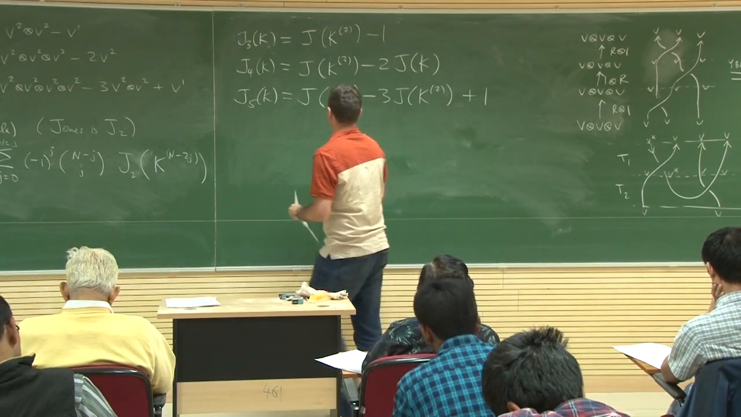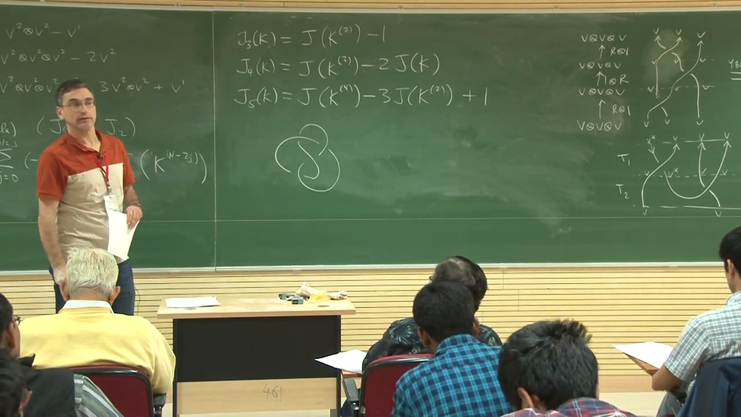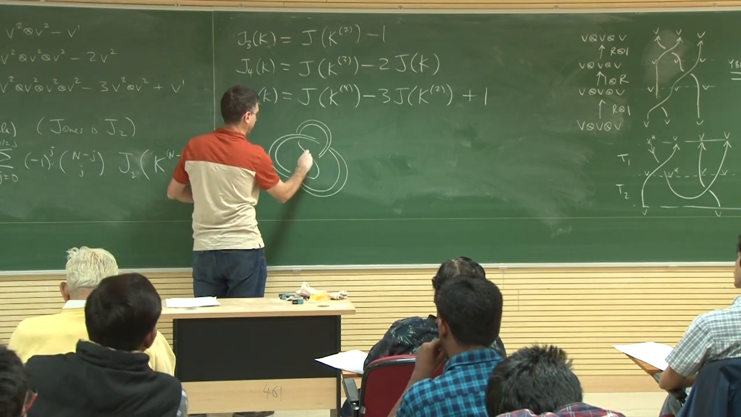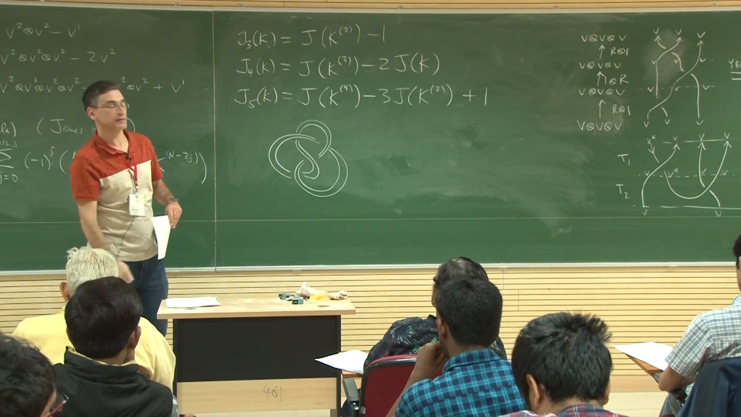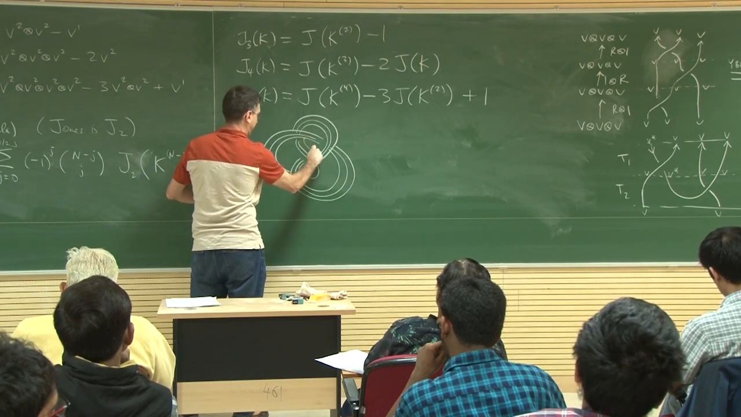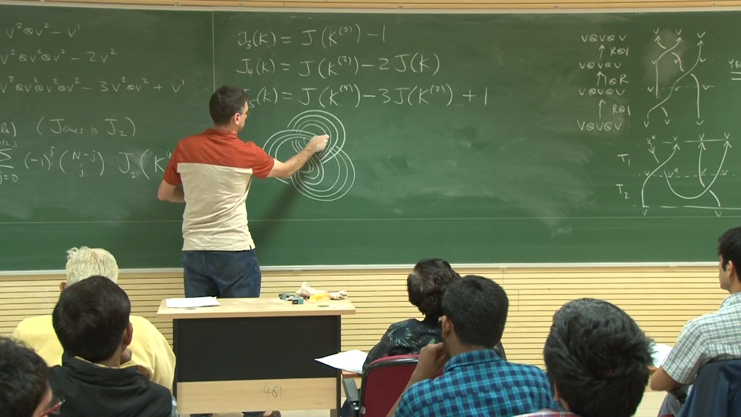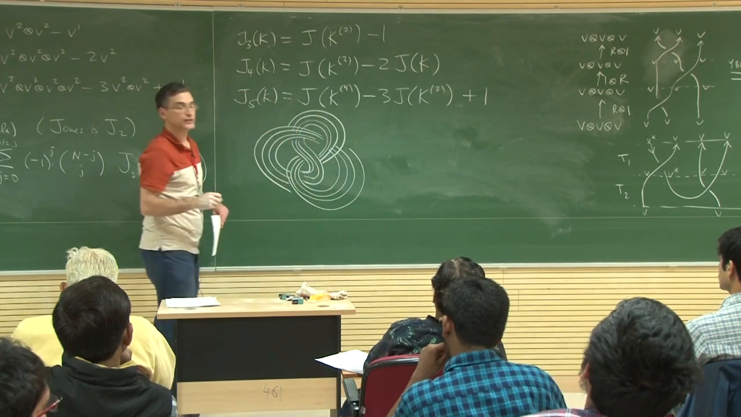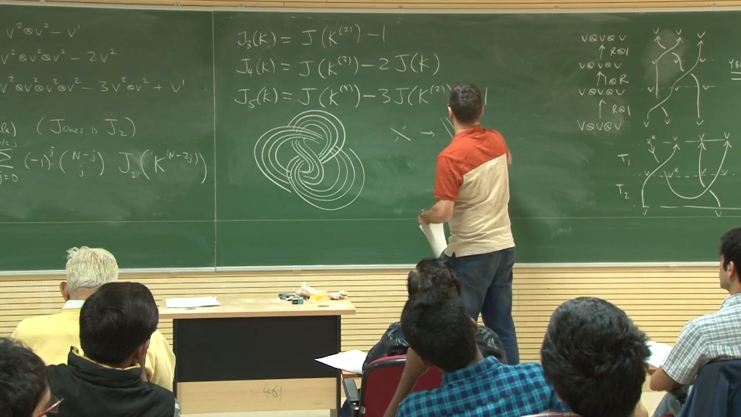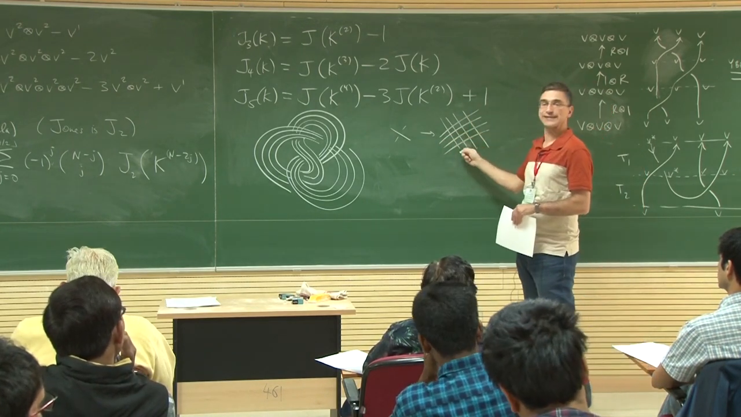So what we get then, here's a figure eight knot. If we start taking cablings of this thing, that's a two cable, that's nice. Here's a three cable. Here's a four cable. What just happened here? Every time I get a crossing, I've now replaced it by 16 crossings. Every crossing just got replaced by 16 crossings.